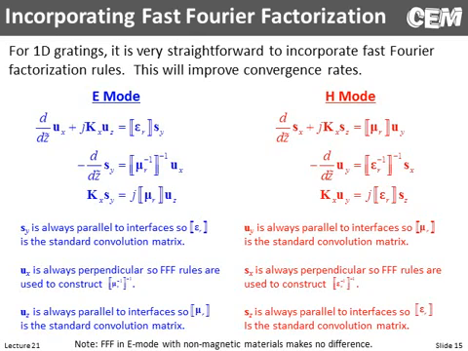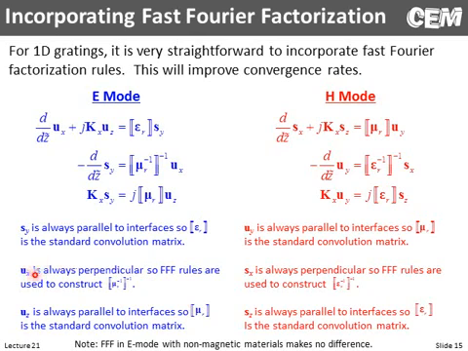So for the E mode, from our last slide, the Y component of S is always parallel to interfaces. And if you remember from our fast Fourier factorization discussion, we don't do anything other than construct the ordinary convolution matrix. UZ is also always parallel to interfaces, again from our discussion on the previous slide. So this mu sub r with just the double square brackets, that is just the ordinary convolution matrix.